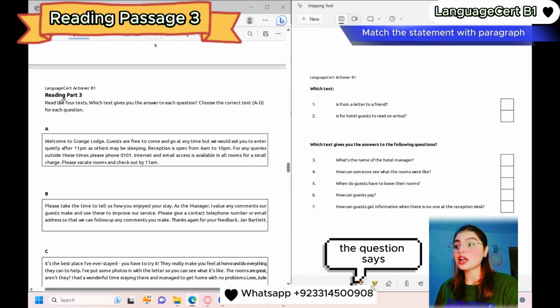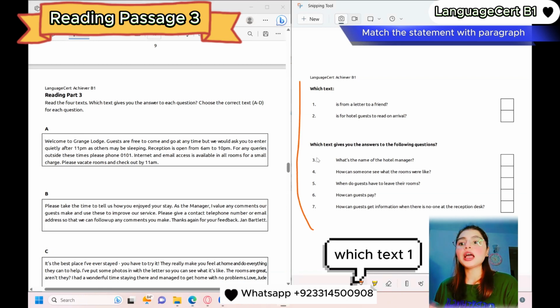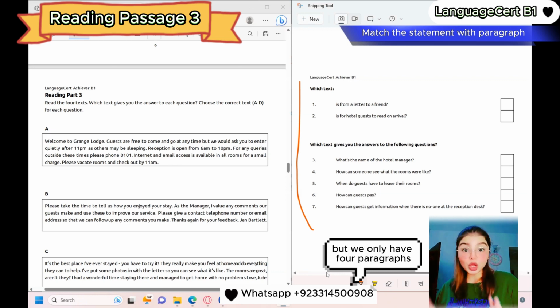The question says, read the 4 texts. Which text gives you the answer to each question? Now, where are the questions? Here we have our questions. We have the text in here. Which text? 1, 2, 3, 4, 5, 6, 7. We have how many questions? 7 questions, but we only have 4 paragraphs. We have A, B, C, and D. This means that you can use any of these letters more than once, right?